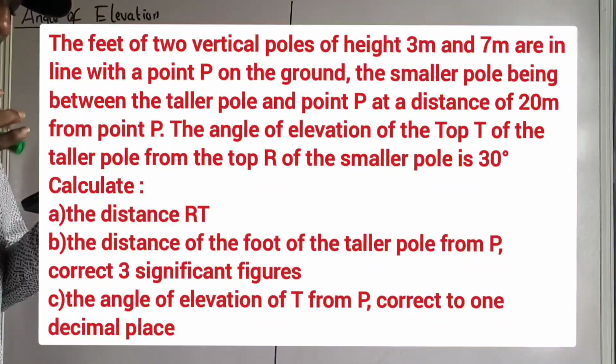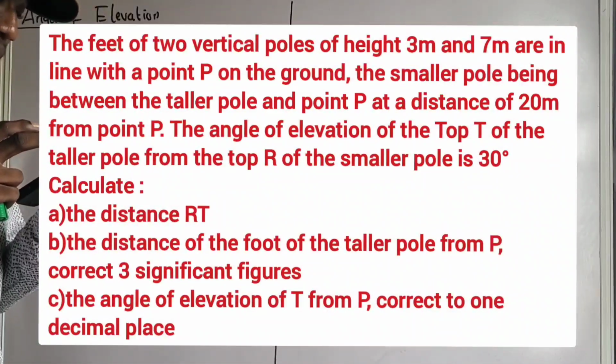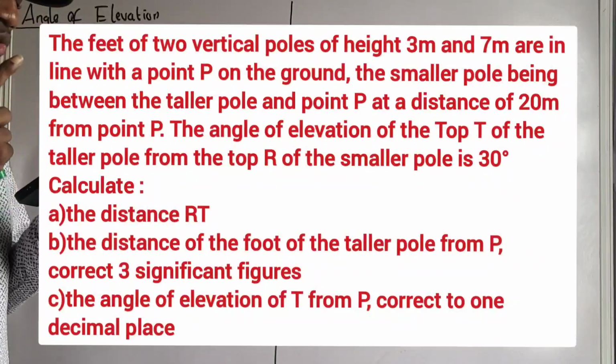Calculate A, the distance RT. B, the distance of the foot of the taller pole from point P. Write to 3 significant figures. Then the third question under that question is we should calculate the angle of elevation of T from P, and write to 1 decimal place.